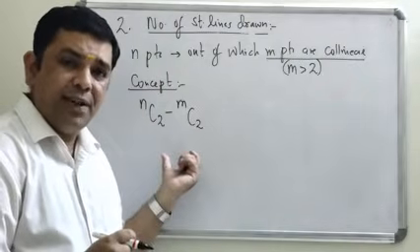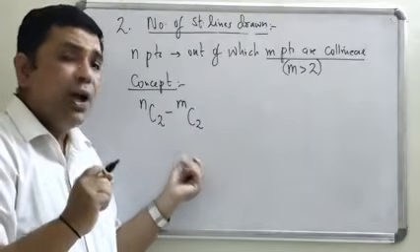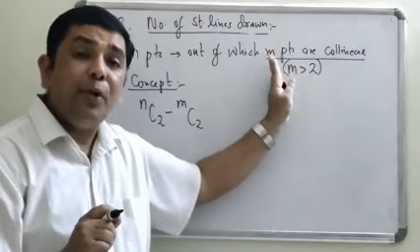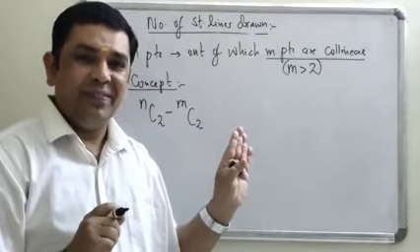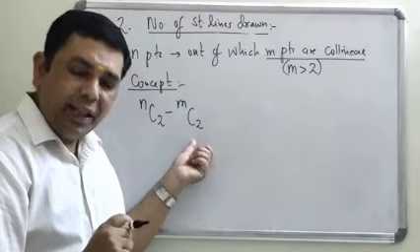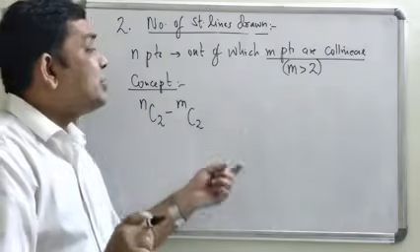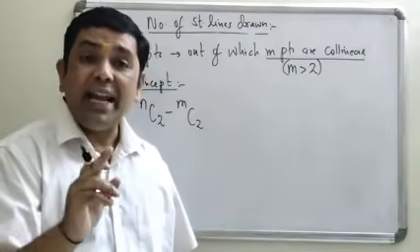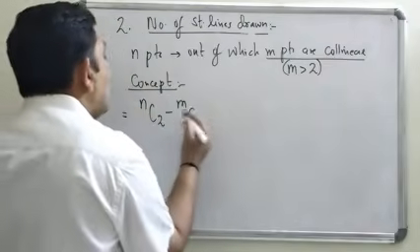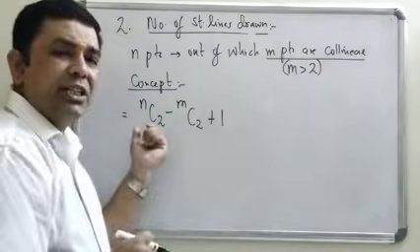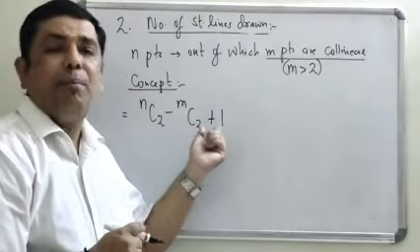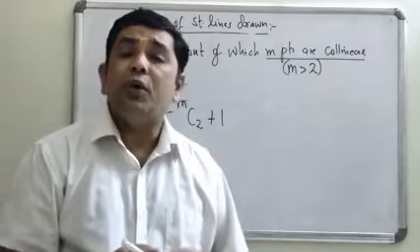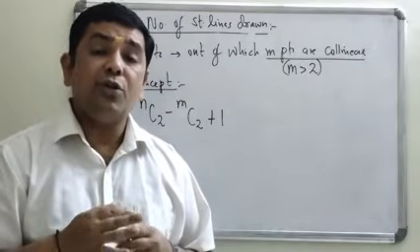But when you do this, please appreciate, you are subtracting all the lines, including the line on which these m points are already lying. That line has to be counted, and therefore the number of straight lines will be nC2 minus mC2 plus 1.